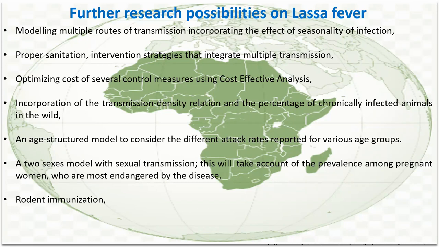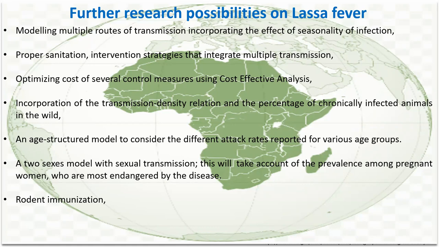Then another thing to consider is the transmission density relation and the percentage of chronically infected animals. Because we are interested in the human population, but there is also the possibility that there may be chronically infected wild animals, because the rat is affected as the vector. There is a possibility that other animals can also be infected by the virus. Also, there is literature on that too.